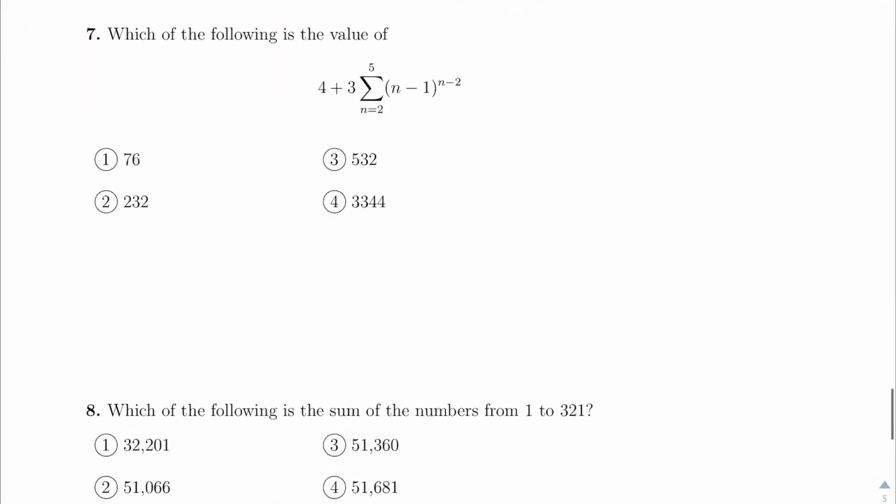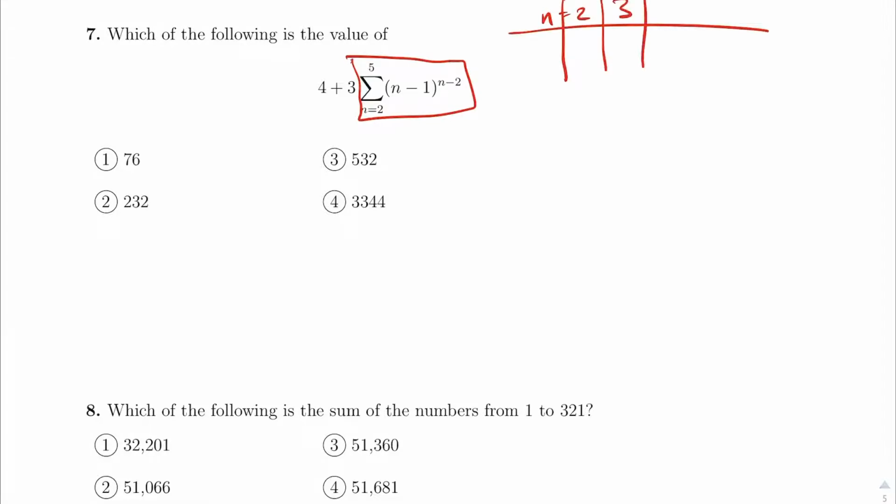Which of the following is the value of that? We start by evaluating the big sigma part. N equals 2, 3, 4, all the way up to 5. So when we plug in 2, we get 2 minus 1 to the 2 minus 2. And if we use parentheses on our calculator, we get 1. Here we get 3, if we use parentheses correctly.